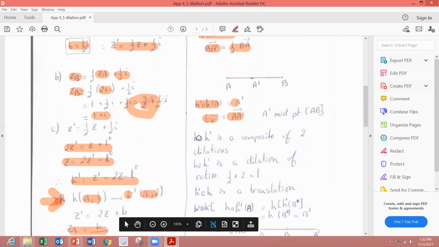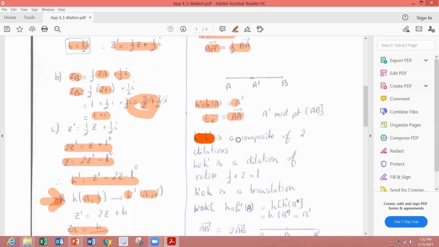Okay, first we say h round h prime is a composite of two dilations with the same center. Check. So h round h prime is a dilation of ratio half times 2 equal 1. So h with same center still. Yes, h with h prime same center.